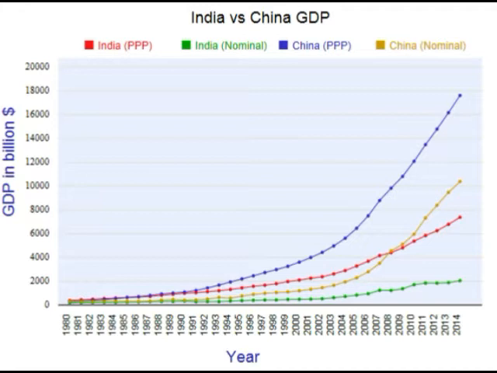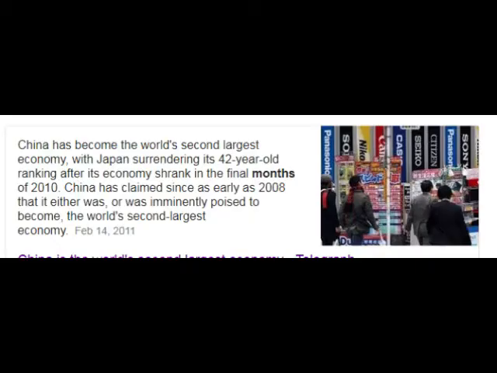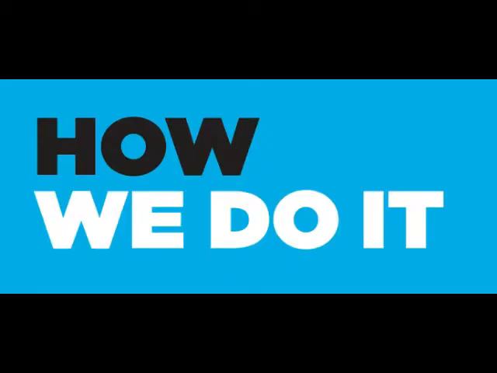There was a time when India and China had the same economic growth rate, but from 1990, China started to overtake India, and in 2010 became the second largest economy of the world. So how did China do this? And what can India and other nations learn from China?